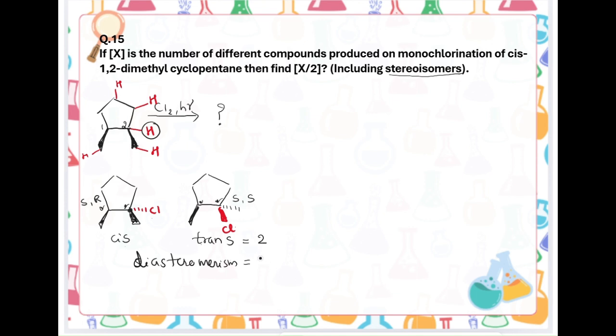Diastereomerism, due to that we are going to get two more molecules. So all put together there are 4. Alright. Now let's move on to the next carbon.